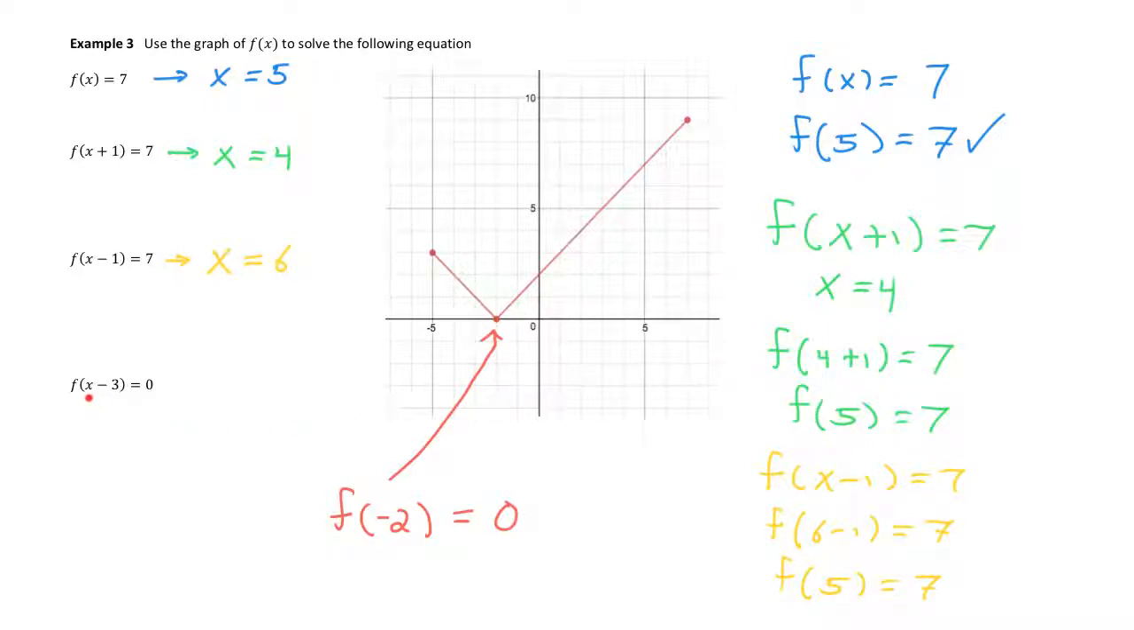But over here, we have x minus 3. What number would I put in place of this x? So x minus 3 is -2. And the answer in this case is going to be 1. The reason why is, if you put 1 in place of x, you get 1 minus 3, which is -2, and f of -2 is 0.